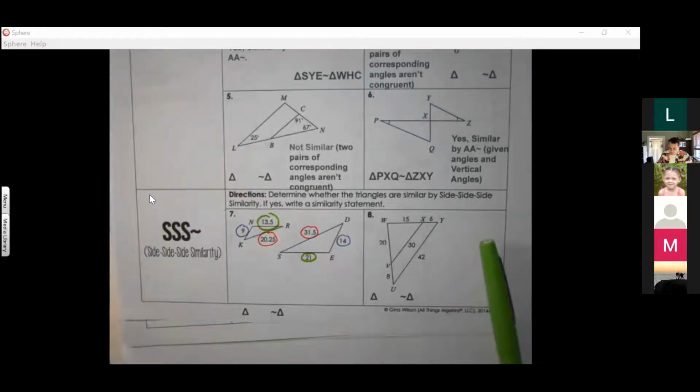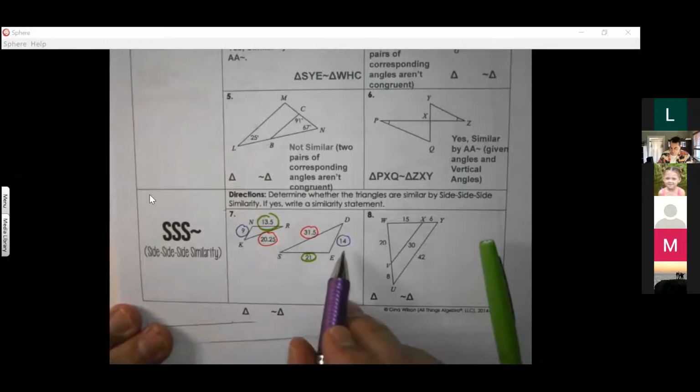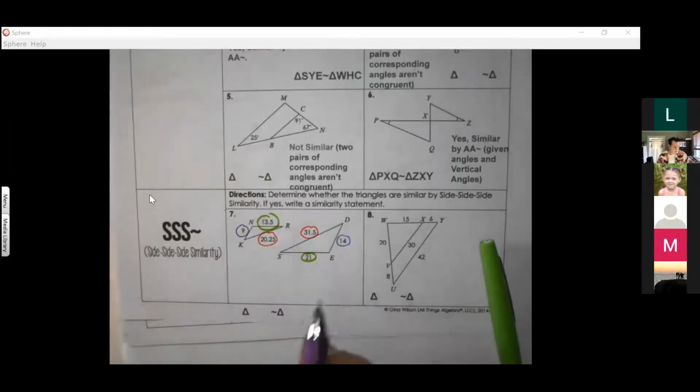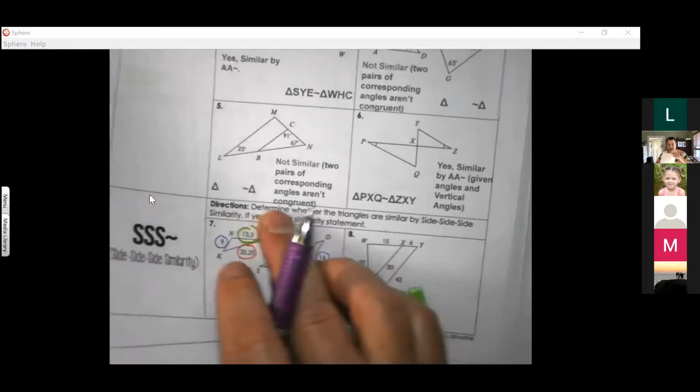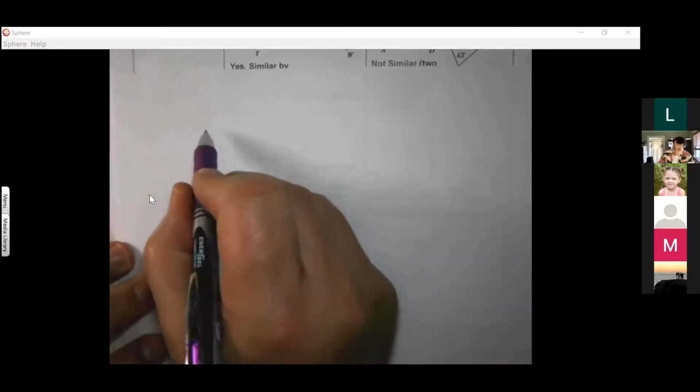As a result of that, what I should be able to do is create a proportion. Now I'm going to go off on a little tangent here for a second and talk about proportions and how we can set them up. You don't need to copy this down. This is just for your level of understanding.